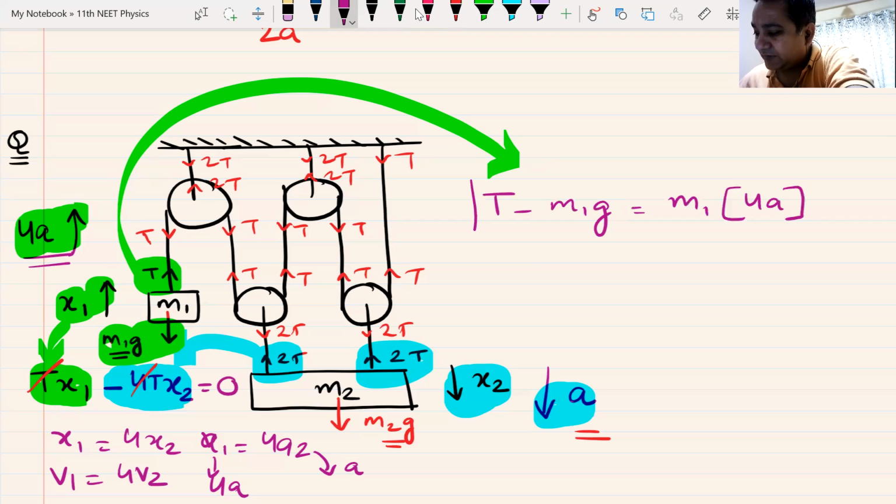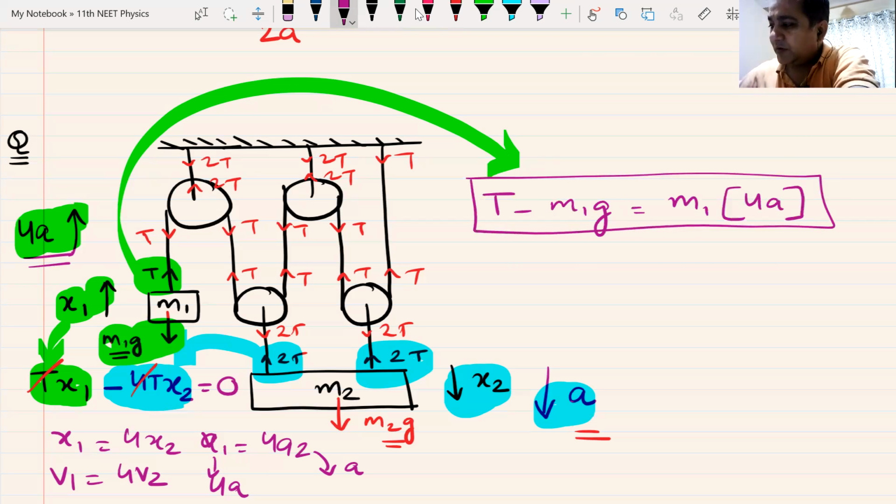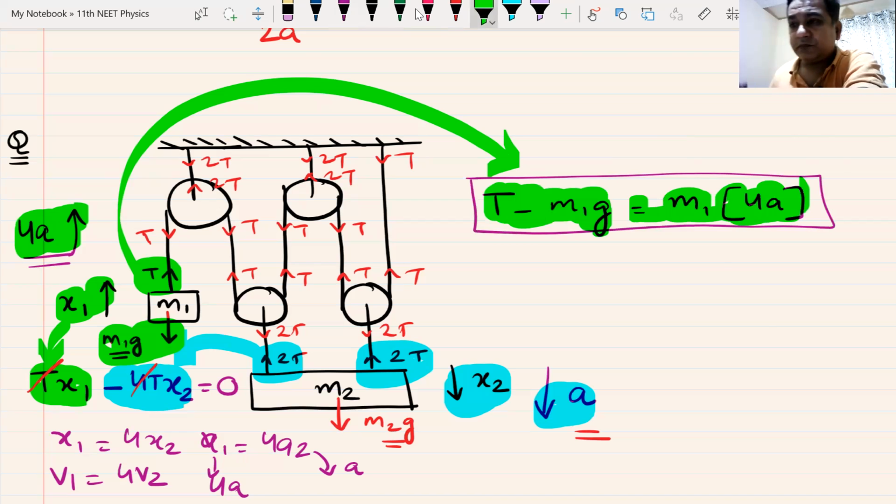Do we understand this? Can I have a raised hand if you understand how I got this equation? T is upwards, M1G is downwards, acceleration is 4 times A upwards. T minus M1G is equal to 4 times A into M1. Can I have some raised hands that you understand this?